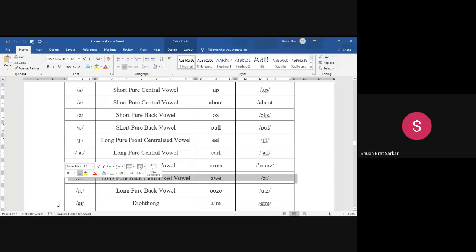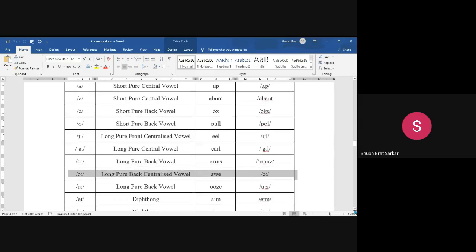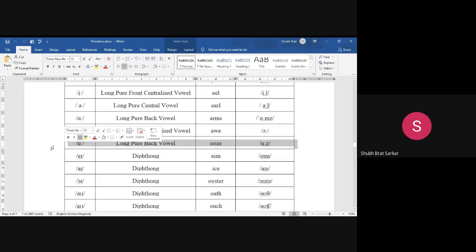Next long vowel is o. It's a long, pure, back centralized vowel, as in word o, having a single phoneme, o. Next long vowel is u. It is a long, pure back vowel, as in word like ooze, produced with 2 phonemes, oo, z. So these are the 5 long vowels in English RP.